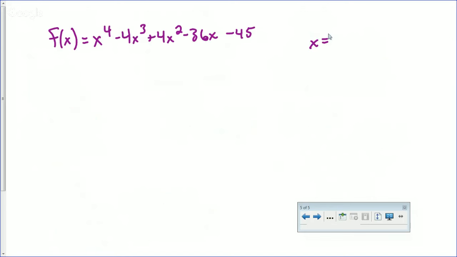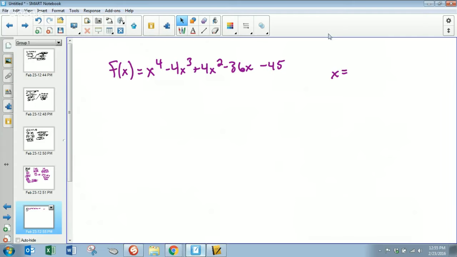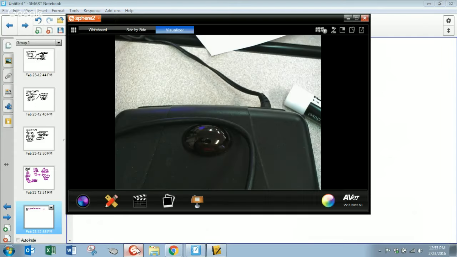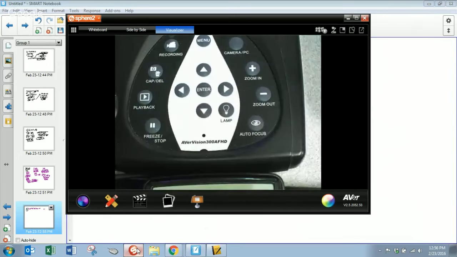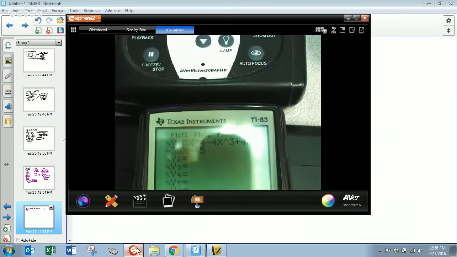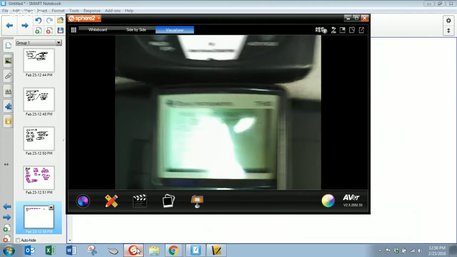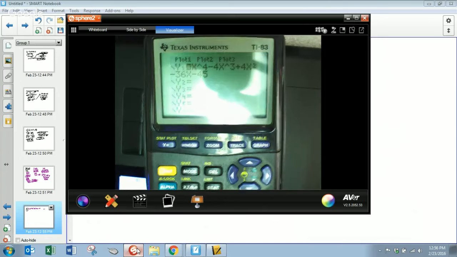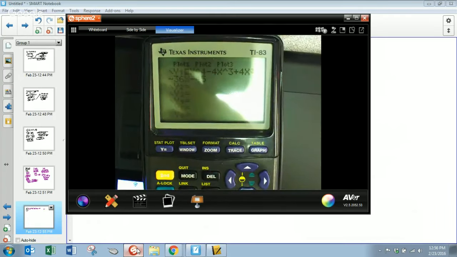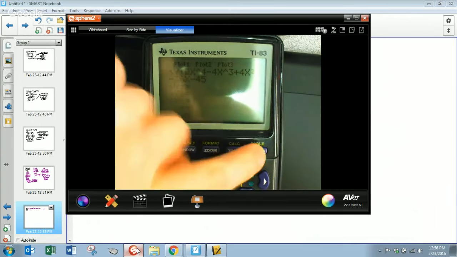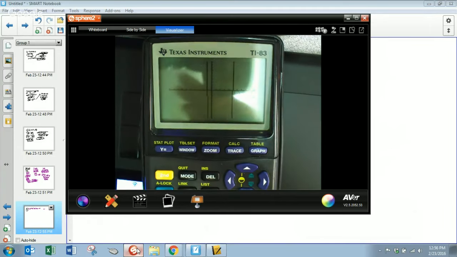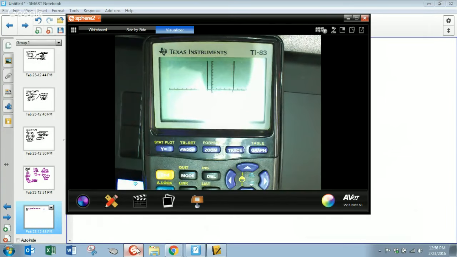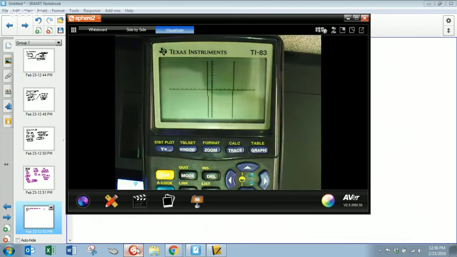Okay, well, there's a lot of ways we can do this, but the easiest one we talked about is if we just graph this equation here. So we're going to go to y equals, we'll input this equation, and we'll hit graph. And I want to see where does it go over your x-axis? Okay, well, it looks like it goes over the x-axis at -1 and 5.